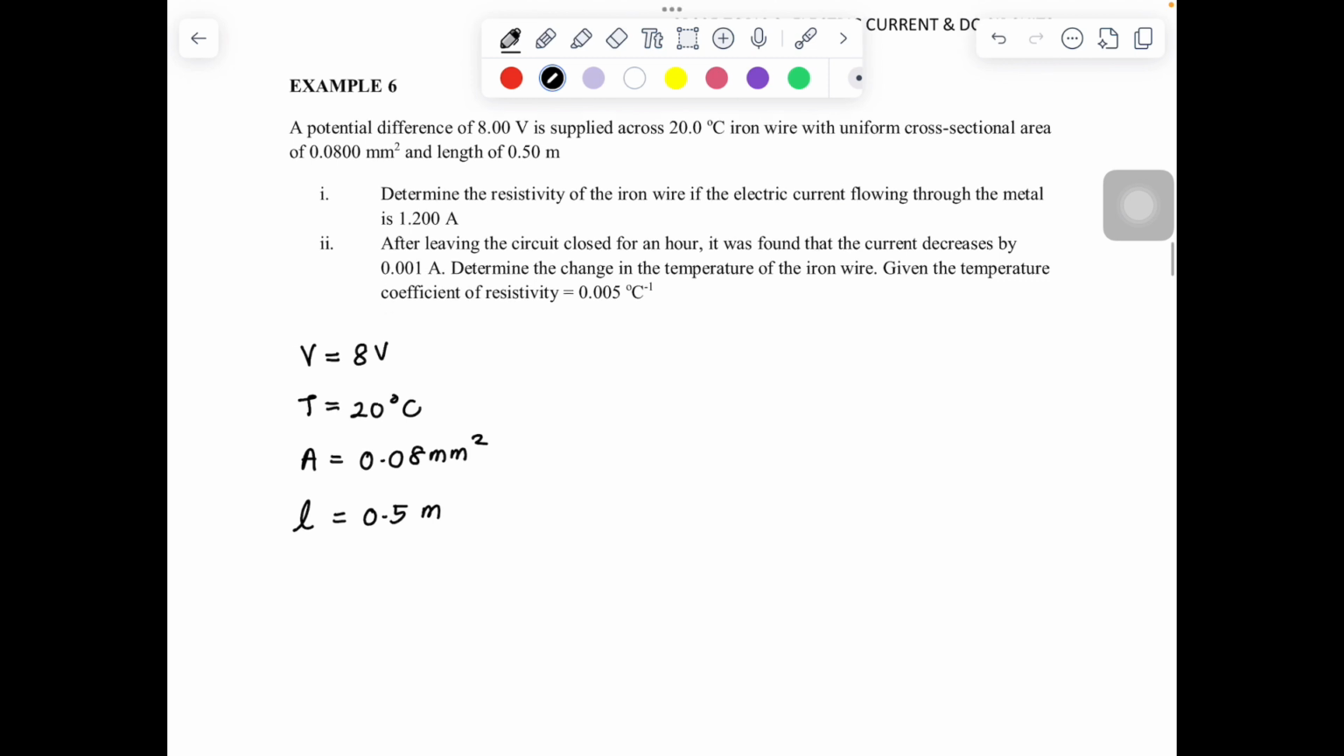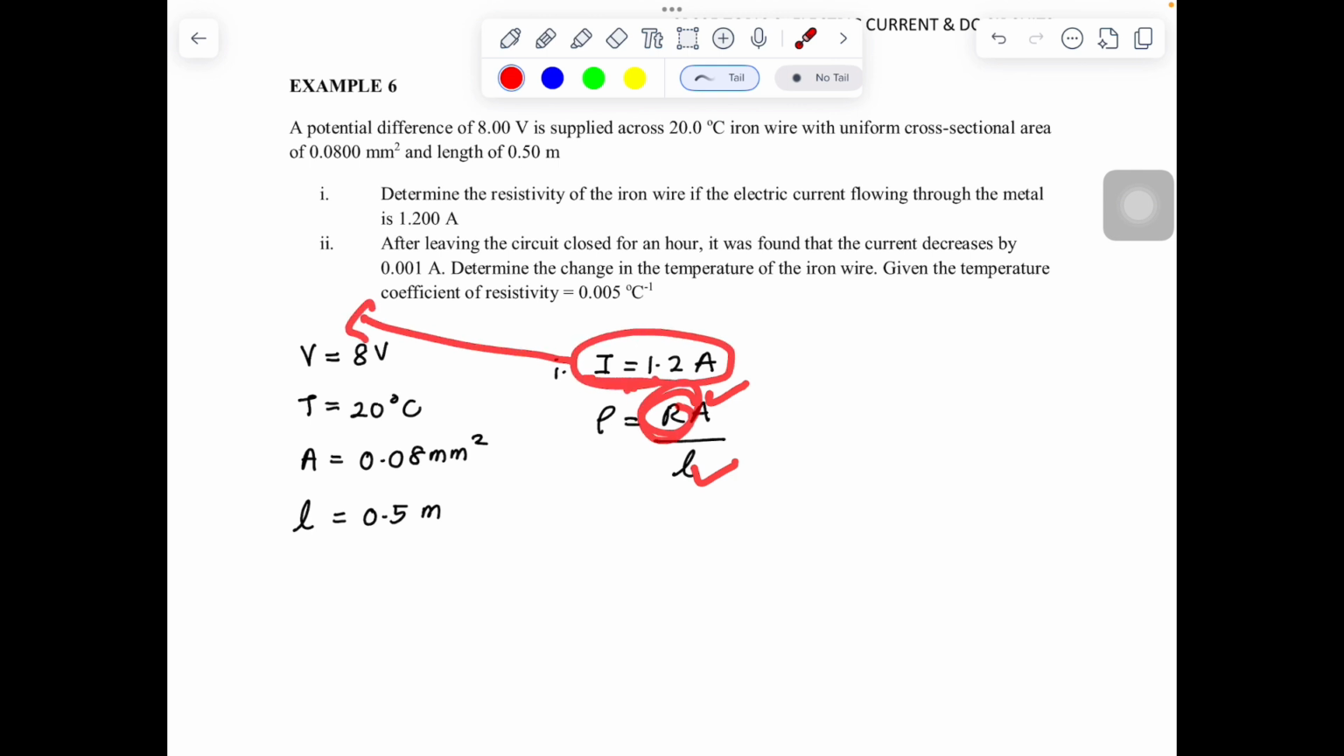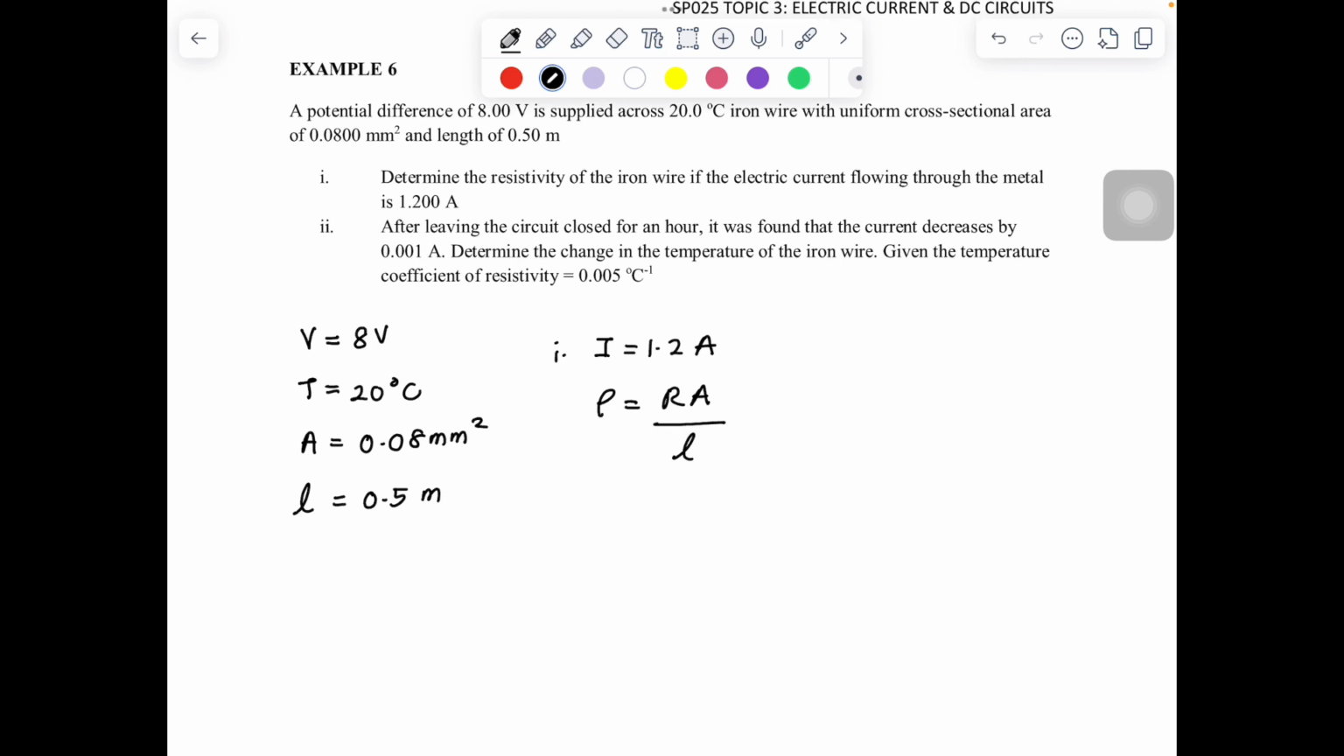Dia gabung sekali lah. So kita mau kira given the I, we want to calculate resistivity, which is equal to RA divided by the length. Okay, so area ada, length ada, but we don't have resistance, but we are given I and also we are given V. So kita boleh kira resistor dahulu. Okay, di mana resistor is using the Ohm's law, is equal to V over I.